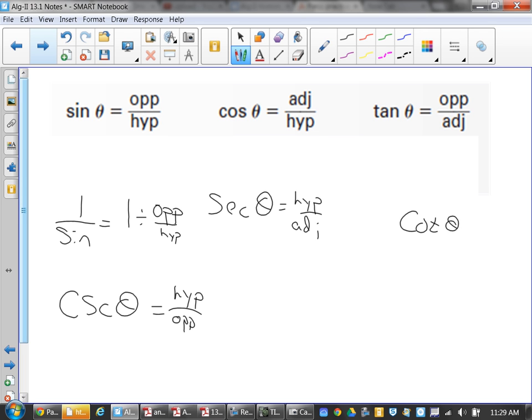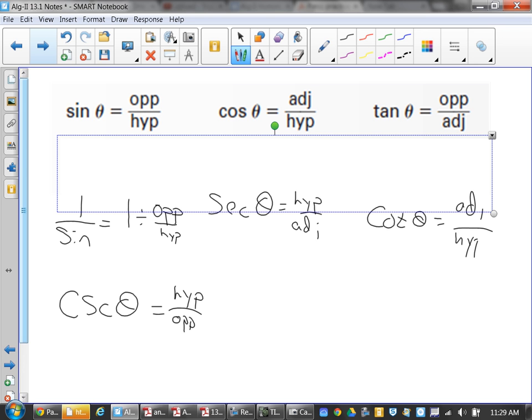And then what do you think cotangent's going to be? Is this the inverse? Yeah. So the inverse of sine is cosecant. Versus cosine is secant. And tangent is cotangent. Correct. Those are your inverse functions. They're just the reciprocals of them.